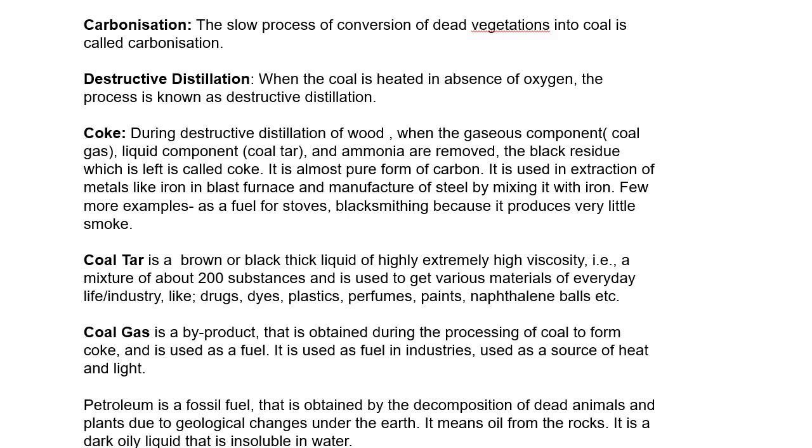Now, coal gas. Coal gas is a byproduct obtained during the processing of coal to form coke and is used as a fuel. It is used as fuel in industries, and as a source of heat and light. Its smell is very pleasant. It is a highly flammable gas, and it can result in explosion also, and it is supplied via a piped system.